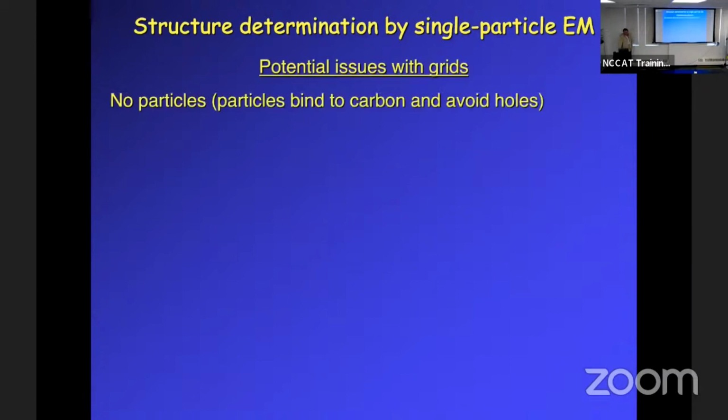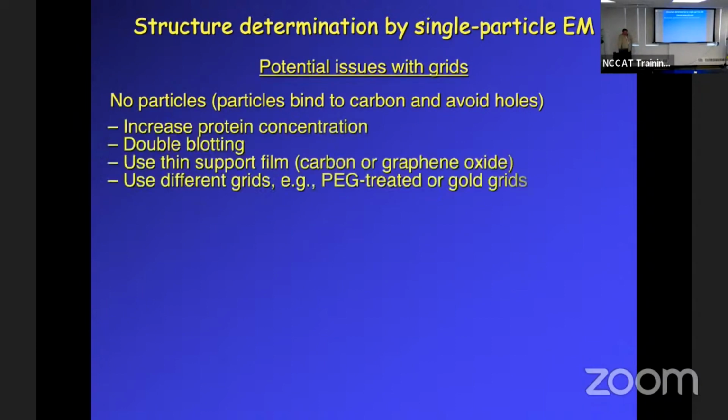And if you have no particles in your holes, it typically means that the particles like to absorb to the carbon film much rather than go into the hole. And there are all kinds of different solutions to that. You can increase the protein concentration just to oversaturate it. You can double blot, which means you apply the sample, you blot it off, and now you have covered all the binding sites on the carbon film. Now you come a second time, and now the particles are more likely to go in the hole.